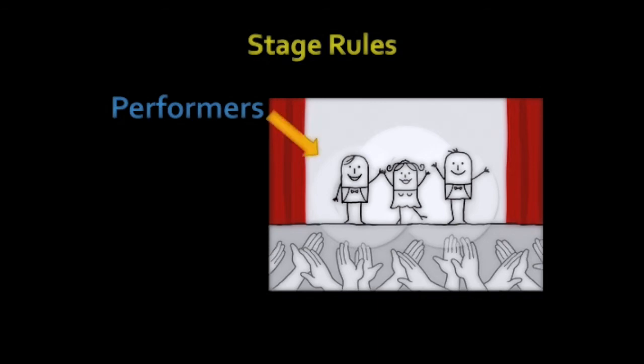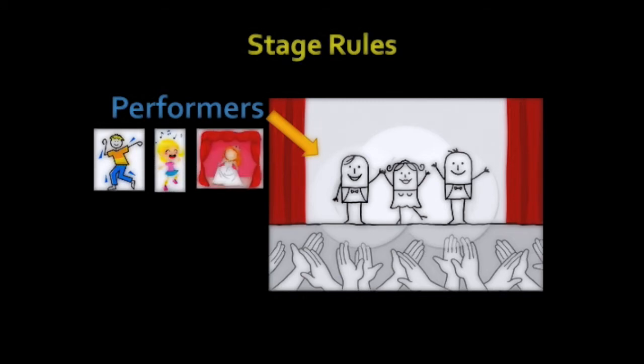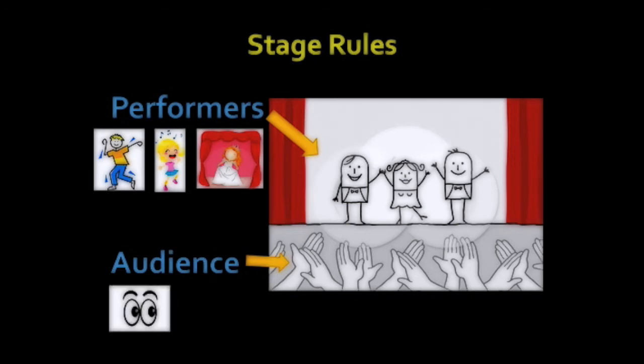These are the performers. The performers dance, sing, or act on stage. And here is where the audience are. The audience sit quietly, listen, and clap for those on the stage. Let's look at the performers again.